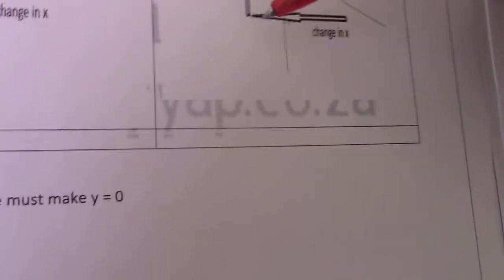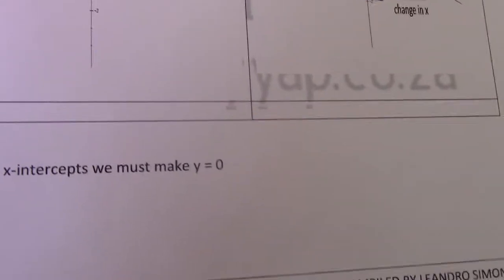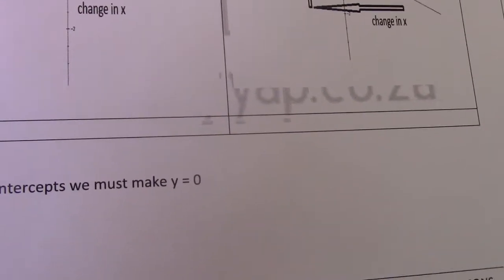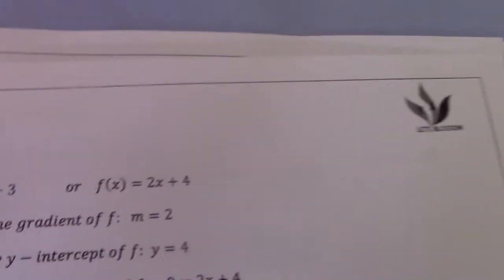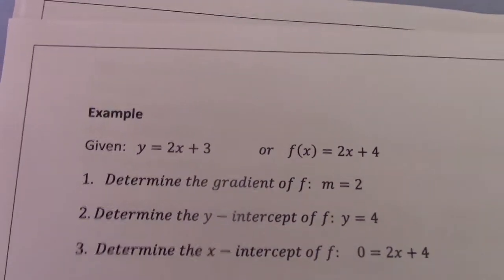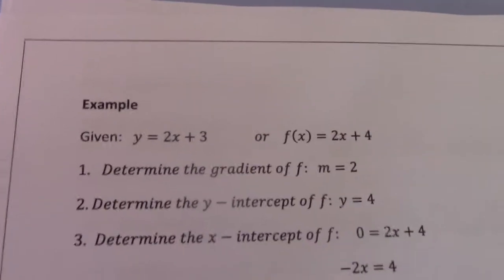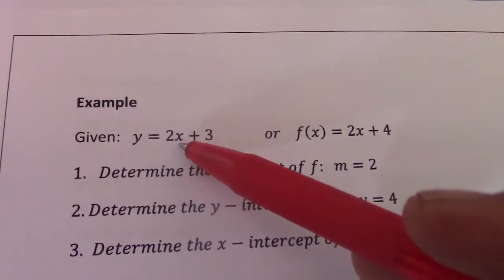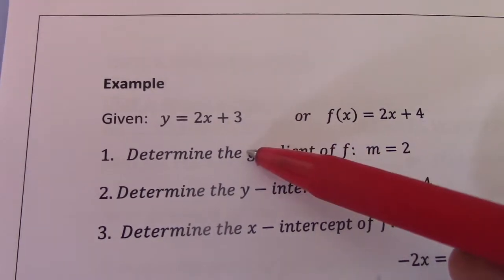Now, to find my x-intercepts, we must make y equal to 0. To find my y-intercept, we make x equal to 0. So, look at the example. Given y equals 2x plus 3, that's the same as saying mx plus c. So 2 is my gradient, and 3 is my y-intercept.